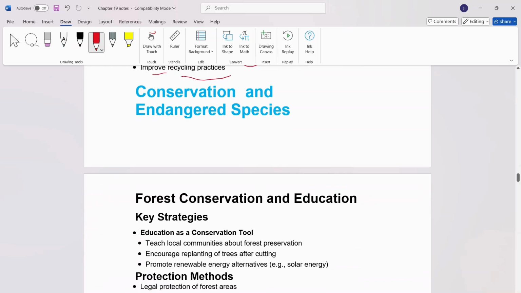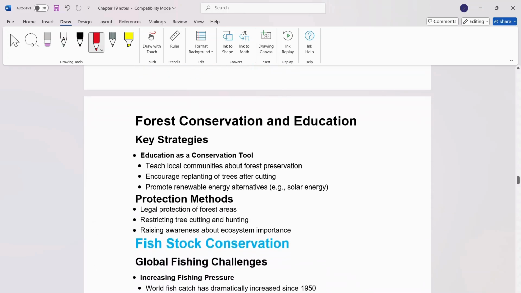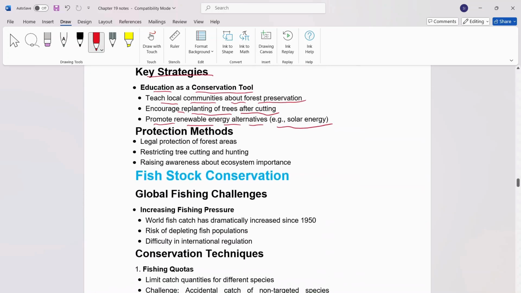Now we have conservation and endangered species. In this topic we talk about forest conservation and education. Key strategies include education as a conservation tool. Teach local communities about forest preservation. Encourage them to replant trees after cutting. Promote renewable energy alternatives, for example solar energy. Now let's talk about protection methods: legal protection of forest areas, restricting tree cutting and hunting, and raising awareness about ecosystem importance.